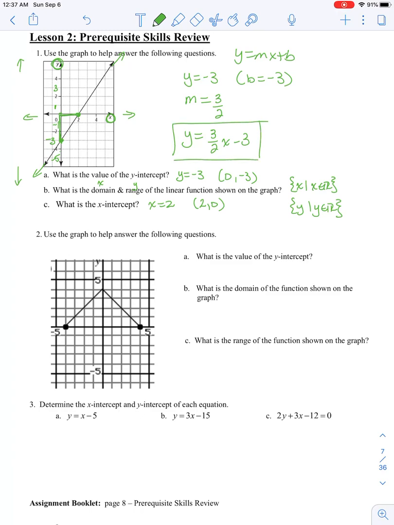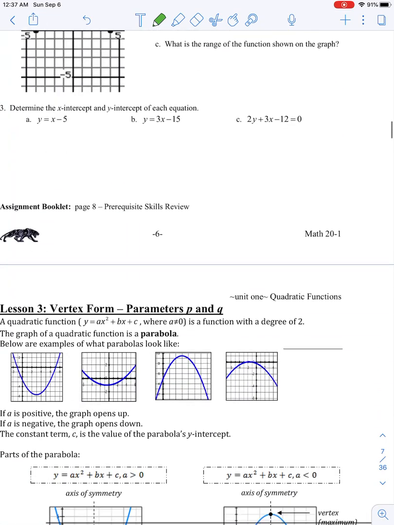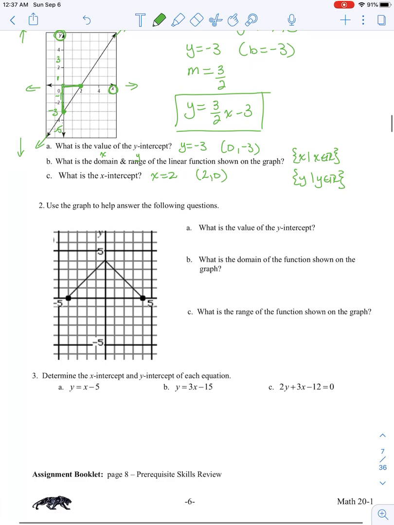Use the graph to help answer the following questions. What is the value of the y-intercept? So for this next question, our y-intercept here would be 4. If this is 0, we're going up by 1s: 1, 2, 3, 4. So (0, 4). What is the domain of the graph and what is the range?